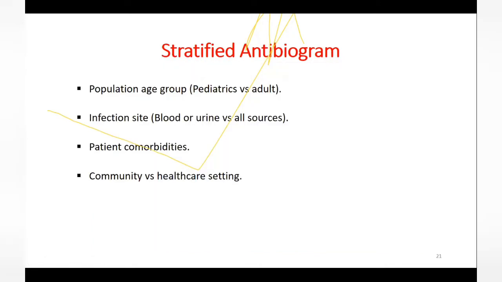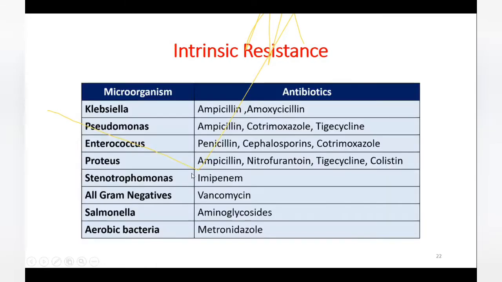We can have a stratified antibiogram based on age, whether we can have an antibiogram for the pediatric group separate and for the adult group separate. We can have an antibiogram separate syndrome-wise, for bloodstream infection or urinary tract infection, and we can have an IPD versus OPD antibiogram similarly.